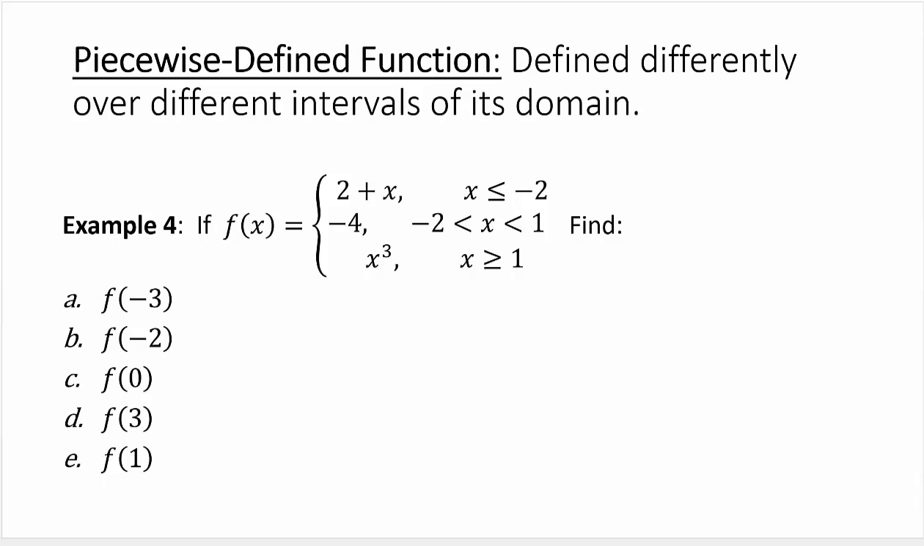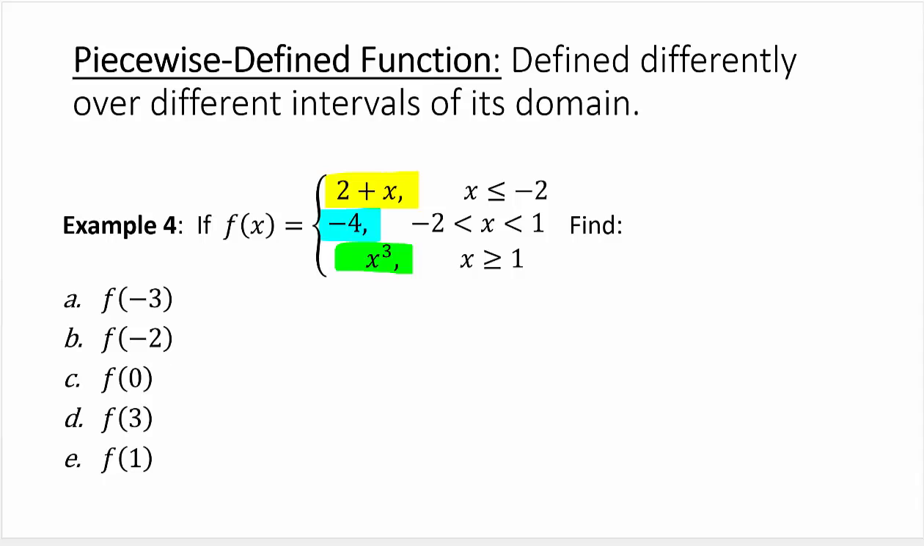If we look at this example here, we see that f of x has really three definitions, right? And again, those definitions are going to come into play on different pieces of the domain, right? So 2 plus x is only good when x is less than or equal to -2. My function is defined to be -4 when x is in between -2 and 1, and it's defined to be x cubed when x is greater than or equal to 1. So in this example, we're just trying to evaluate our function at some different values.